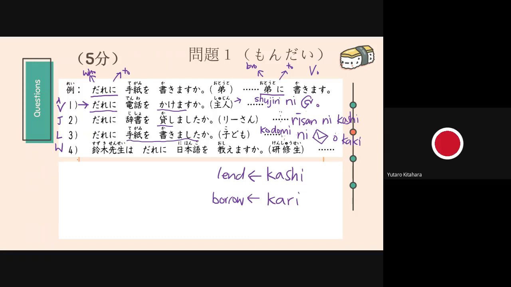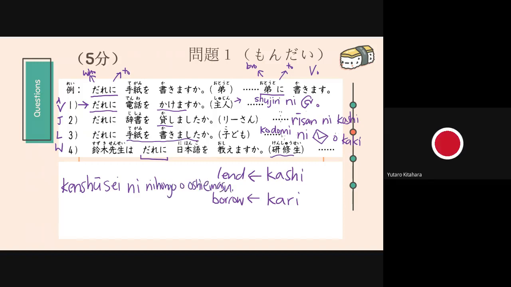Okay, last one. Suzuki sensei wa dare ni nihongo oshiemasu ka? Suzuki teach Japanese to who? Can see this part? I read down. Kenshu sensei ni. Very good. Kenshu sensei ni, because the question is dare ni. Nihongo o oshiemasu, very good. Okay, oshiemasu is teach.